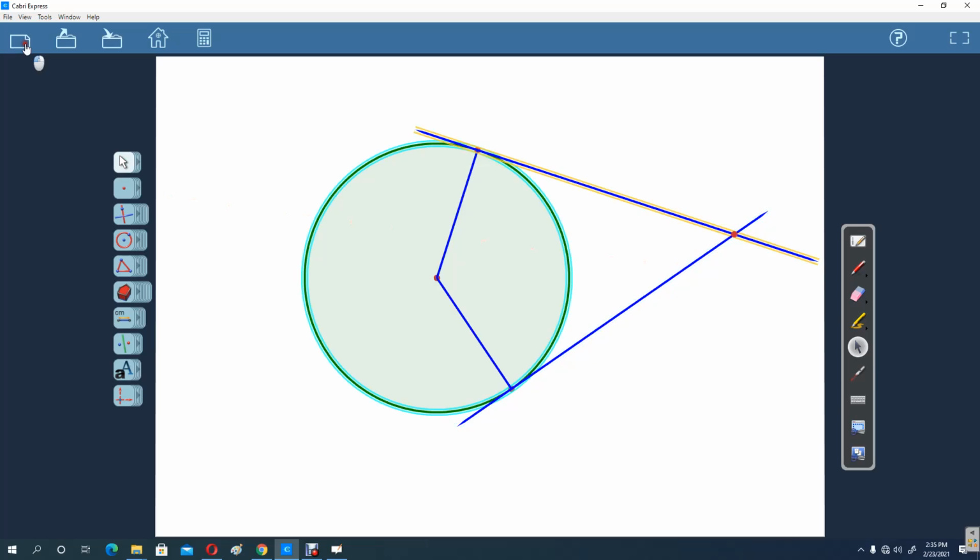And now what I'm going to do is measure these two lines. So I'm going to measure from here to here, and it tells me that that is 4.2. Measure from here to here, and it tells me that that is 4.2. So two tangents drawn from the same point will be equal to each other. That is very important.